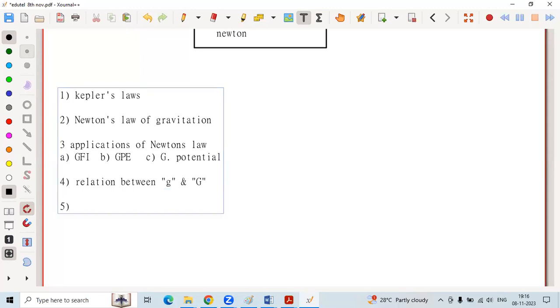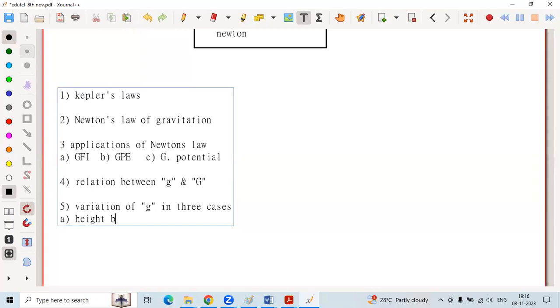Next part is variation of g, variation of small g in 3 cases. What are they? Variation of g with respect to altitude, latitude, depth. Super, yeah. Exactly. One is with the height, that is called altitude. Second one is with the depth. Third one is latitude.